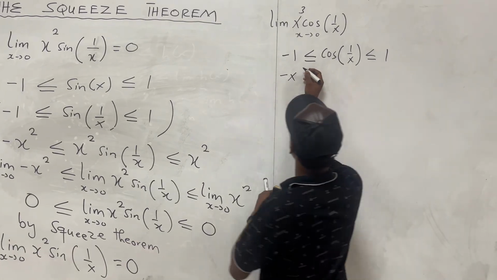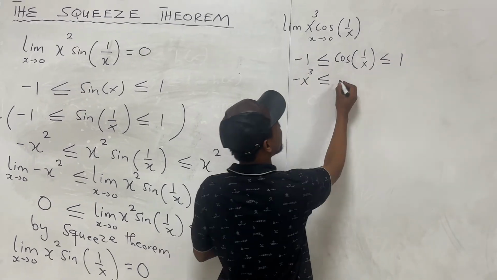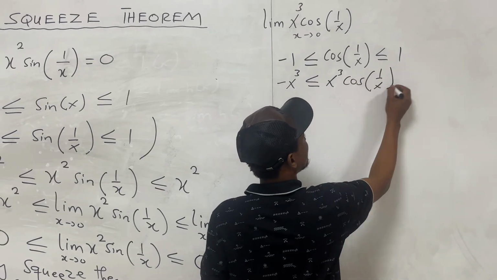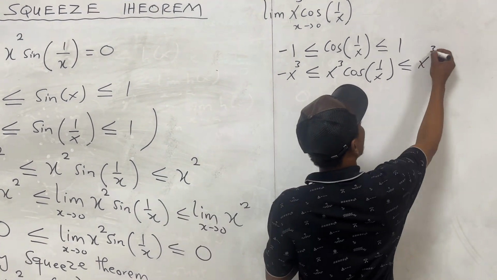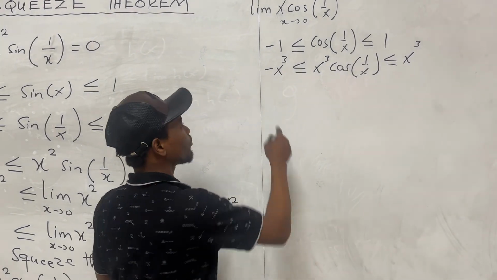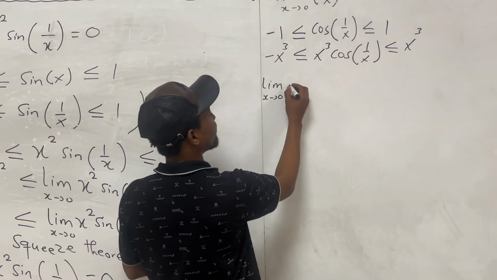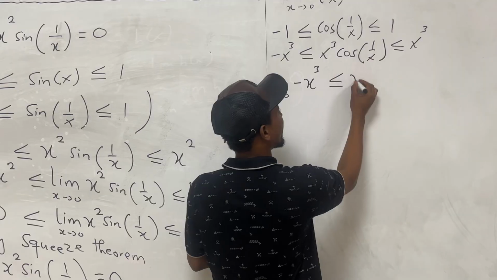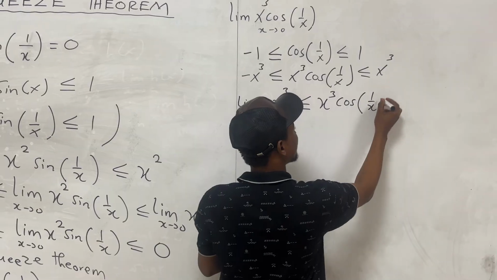negative x cubed, less than or equal to x cubed cos 1 over x, less than or equal to 1 times x cubed, which gives x cubed. What can we do again? Take limits. So we have the limit as x approaches 0 of negative x cubed, less than or equal to x cubed cos 1 over x.